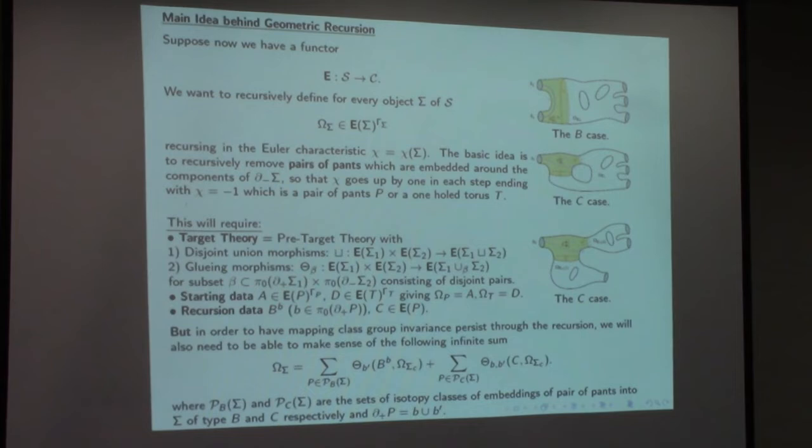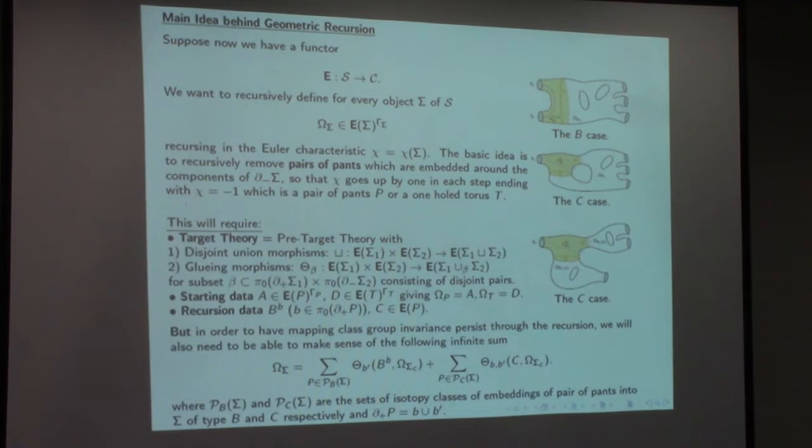Beyond the target theory, of course, I have to start somewhere. I also need starting data. And the starting data is, when I end up with a pair of hands or a one-hole torus, I can't go any further in recursion. So I need starting data. A here will be an element in the vector space of the pair of hands, mapping class group invariant part. And D will be an element in the vector space of the one-hole torus, mapping class group invariant part of that. And I'm going to simply assign omega P to be A and omega T to be D. So that's my start of the recursion.